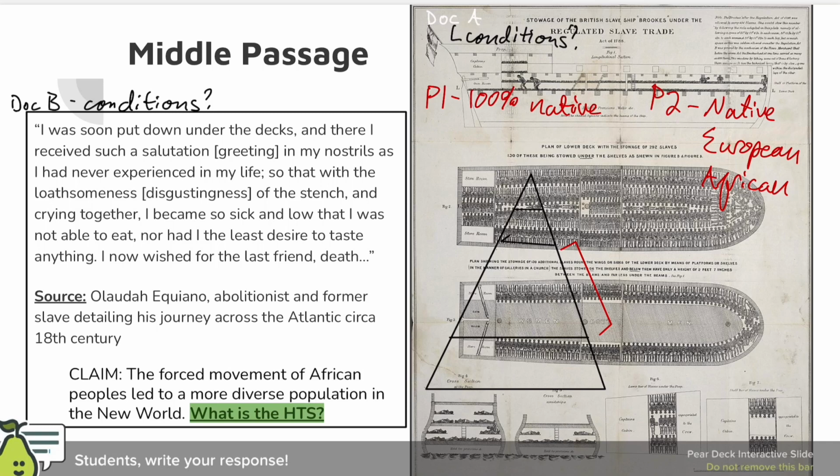But then we see a drastic change over time with 1492 and the arrival of the Europeans. Now in period 2, what does that social hierarchy look like?